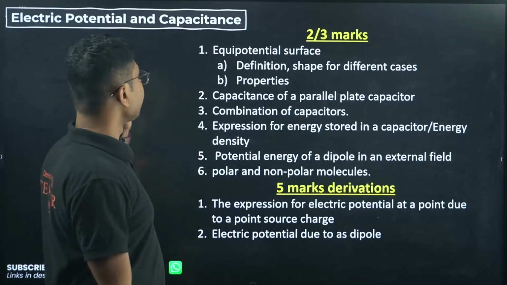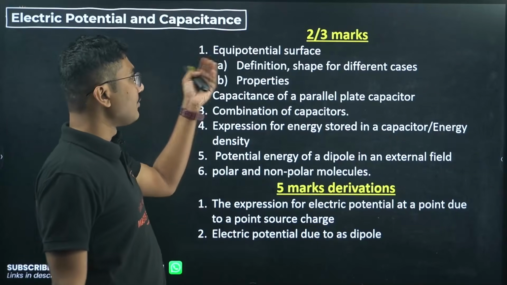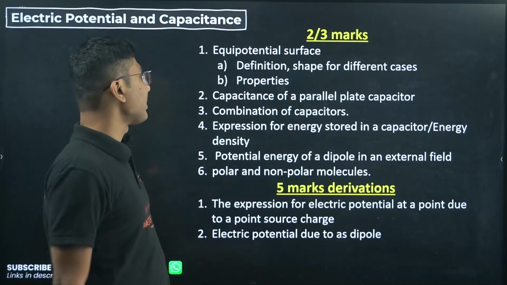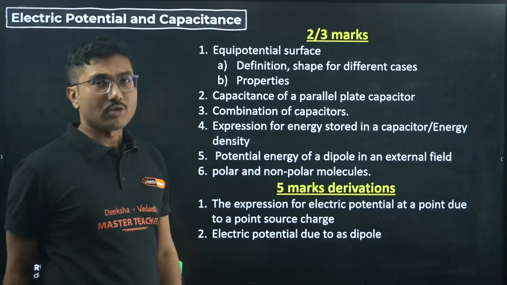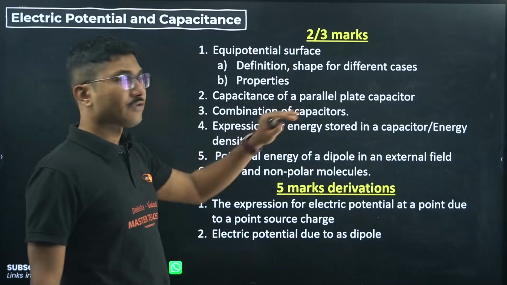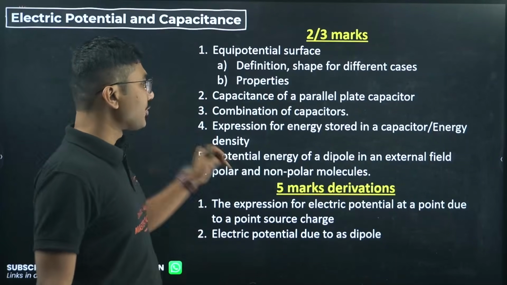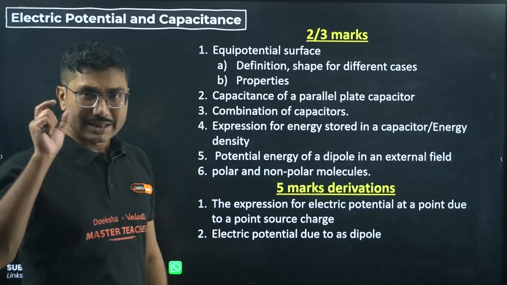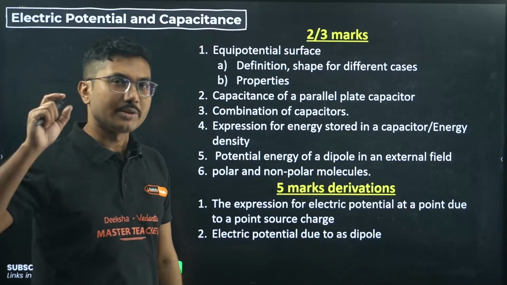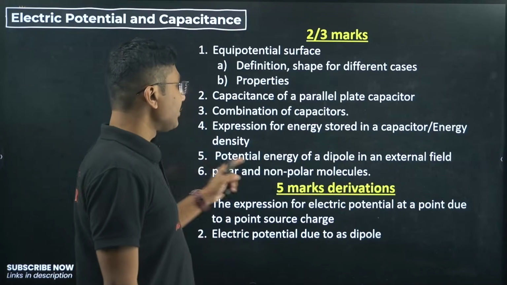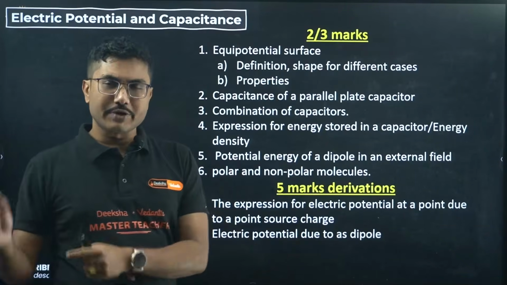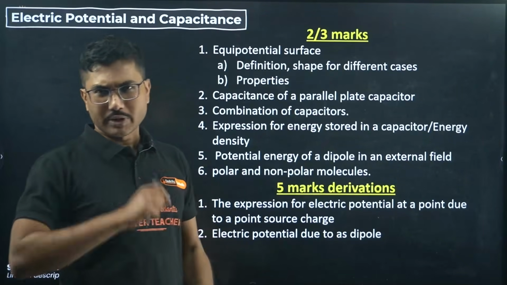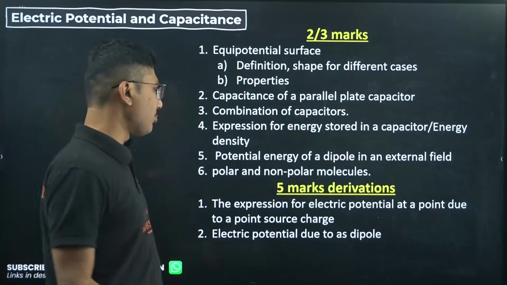Next, electrostatic potential and capacitance. Obviously equipotential surface is very important. Capacitance of a parallel plate capacitor, derivation as well as the formula, both are important. Combination of capacitors, important. Expression for energy stored in a capacitor, only the expression and the terms are important, not the derivation. Potential energy of a dipole in an external field, polar and non-polar molecules, differences between them, and the definitions of what is polar and what is non-polar, are all important.